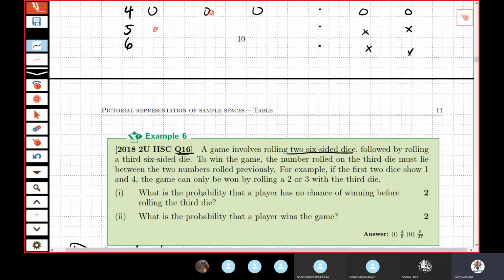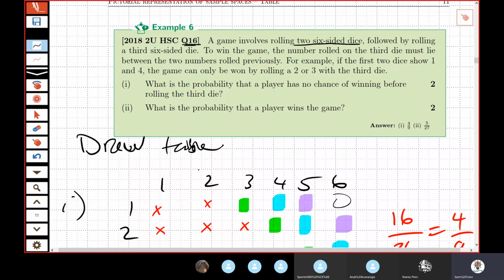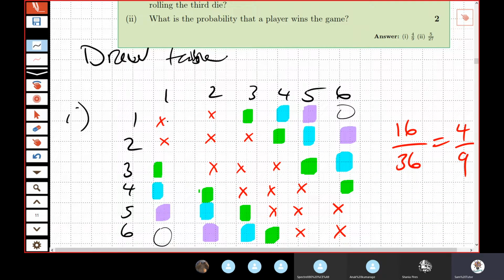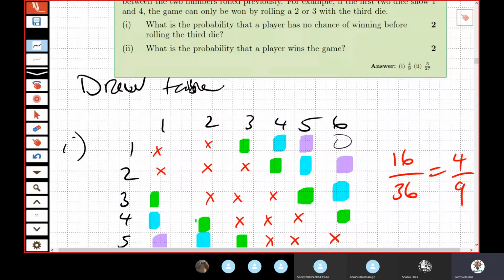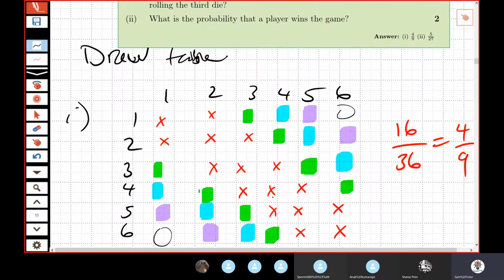So the best thing to do is draw a table, just so you can picture everything. There's your 1, 2, 3, 4, 5, 6. There's your 1, 2, 3, 4, 5, 6. And everything in red is pretty much me being impossible to win. So if I rolled a 1 and a 1, a 1 and a 2, a 2 and a 1, 2 and a 2, 2 and a 3, a 3 and a 2, 3 and a 3, 3 and a 4, 4 and a 3, 4 and a 4, 4 and a 5, 5 and a 4, 5 and a 5, 5 and a 6, 6 and a 5, 6 and a 6. That becomes 16 out of 36. The answer is 4 over 9.